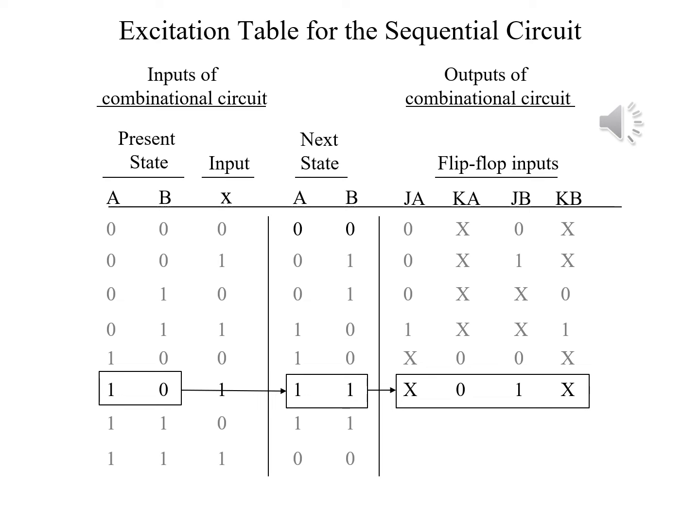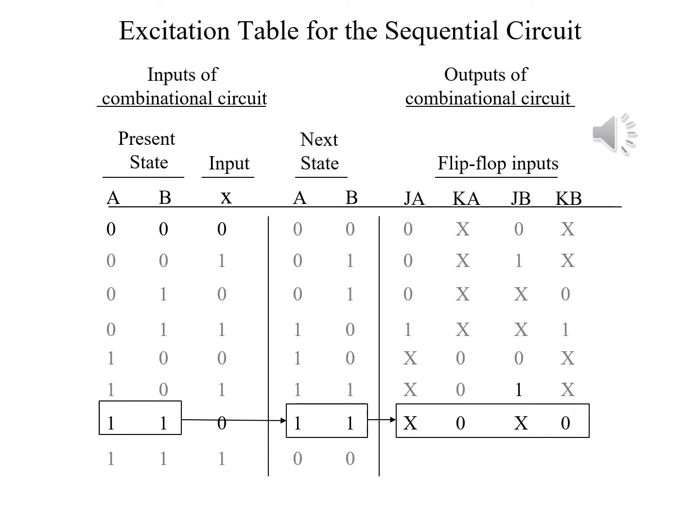Here, A is 1 and B is 0, going to A is 1 and B is 1. A remaining the same at 1, the A flip-flop has a don't care for J and 0 for K. On the other hand, B is going from 0 to 1, so its J input is 1 and its K input is a don't care condition.